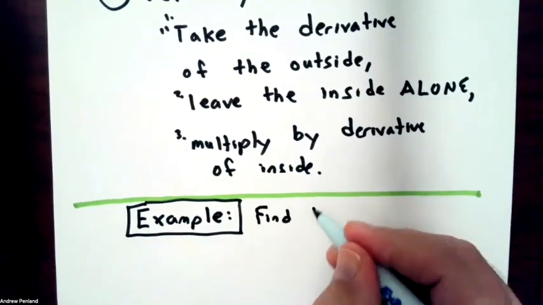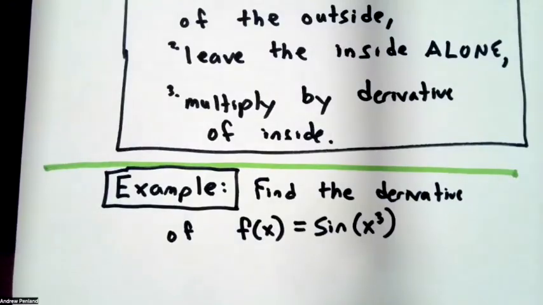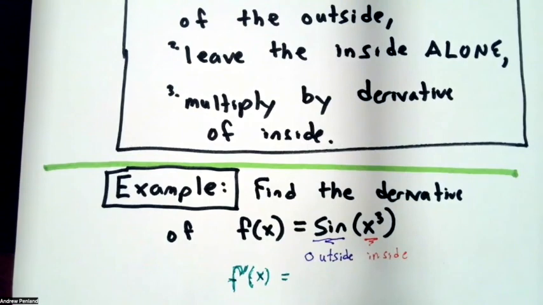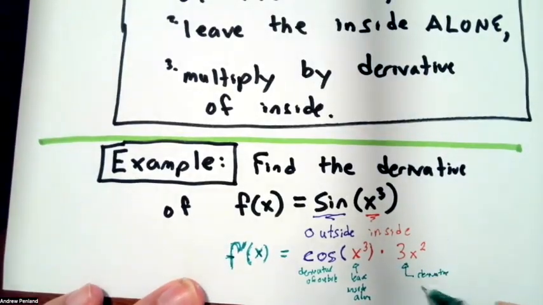As an example, let's look at finding the derivative of sine of x cubed. Here we have sine of something as the outside function and x cubed as the inside function. The derivative of sine of something is cosine of something and we leave the x cubed alone. It's really important to do that. Then we multiply by the derivative of x cubed, which is 3 times x squared. Putting all the pieces together, we have f prime of x is equal to cosine of x cubed times 3x squared.